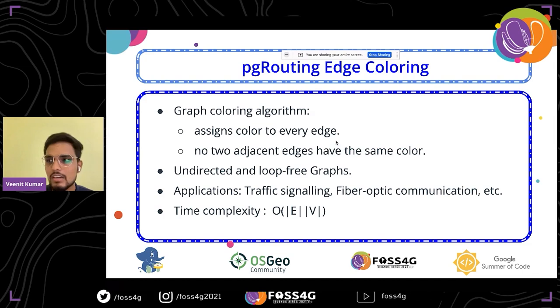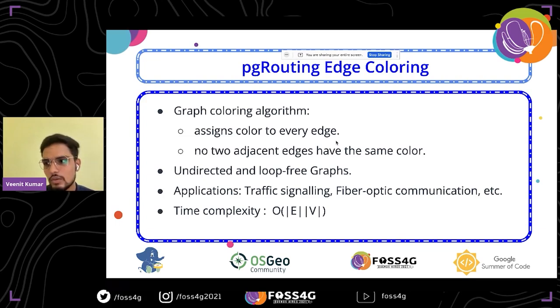What it does is it assigns color to every edge of the graph such that no two adjacent edges have the same color. It is applicable only on the undirected and loop-free graph. Otherwise, if you perform the query on another graph, like if it's not undirected, it will give a message that the given graph is not edge colorable. It has many real world applications, such as in traffic signaling, in fiber optic communication, and in scheduling problems like processor scheduling, etc.